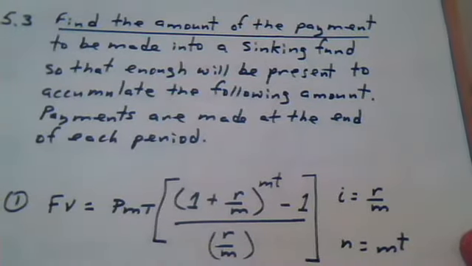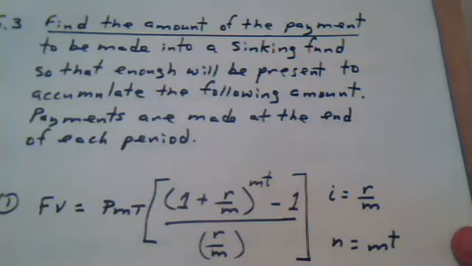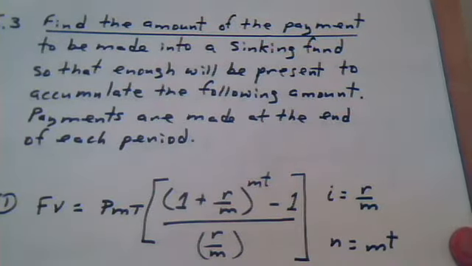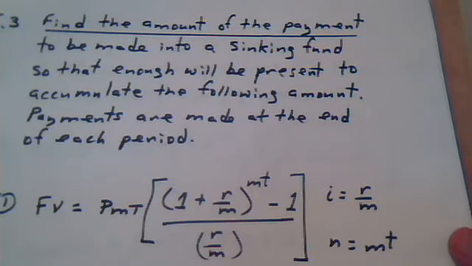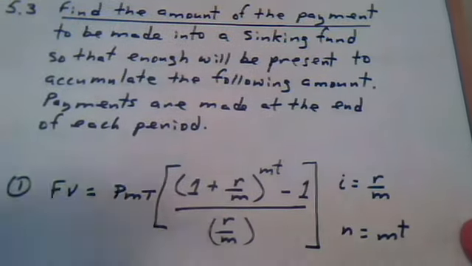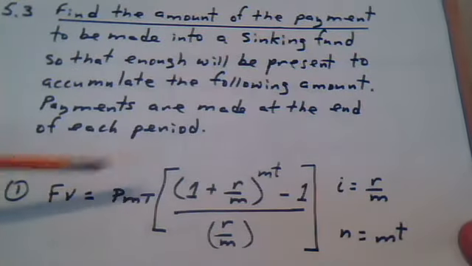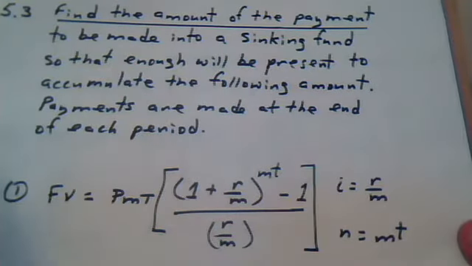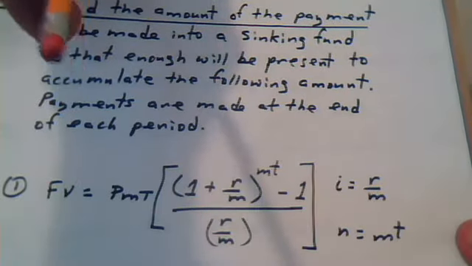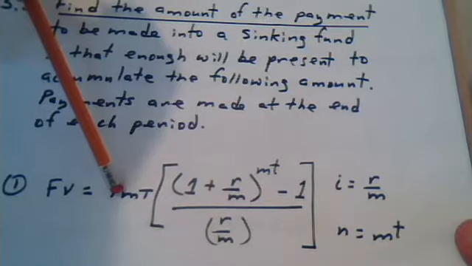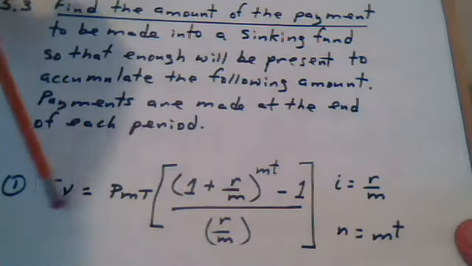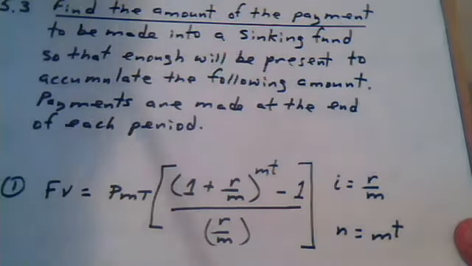Find the amount of payment to be made into a sinking fund so that enough will be present to accumulate the following amount. Payments are made at the end of each period. So we're looking for the amount of payment, so they should give us everything else. How large should the payments be such that the amount they're going to give us is achieved?